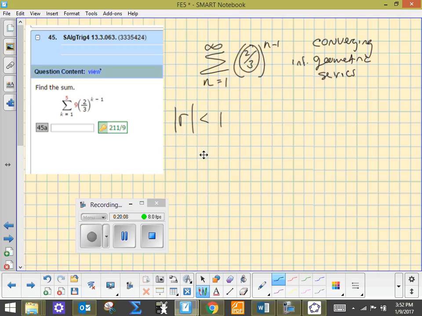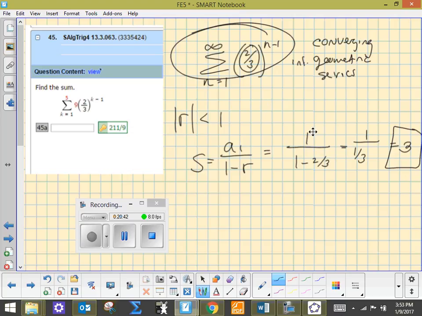And the formula was then that the sum was equal to a sub 1 over 1 minus r. Well, a sub 1 here is that first term. So in this case, if I plug in my first term here, n being 1, I get 2/3 raised to 0, which is just 1. So my first term is 1. And then 1 minus r, so 1 minus 2/3 gives me 1 over 1/3, which is 3. So the answer to this problem would be 3. And that's something you might want to know for the test.